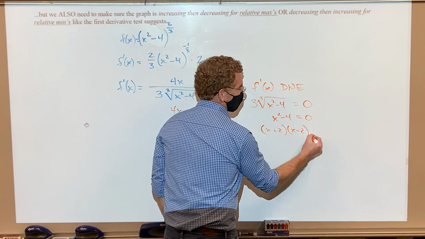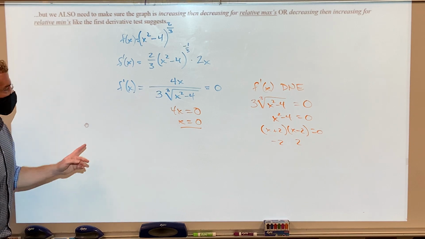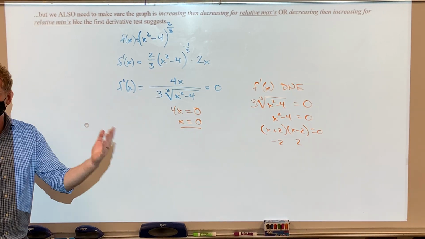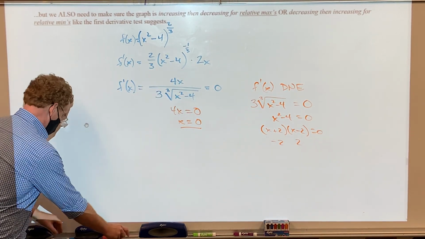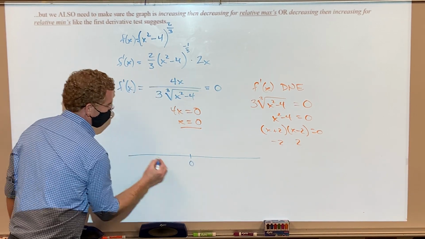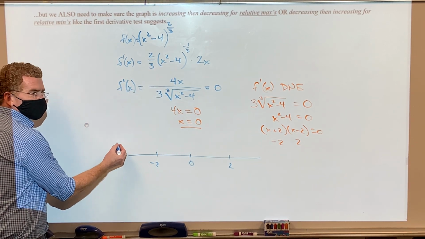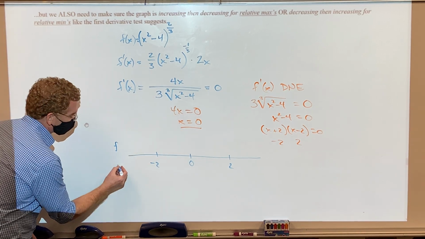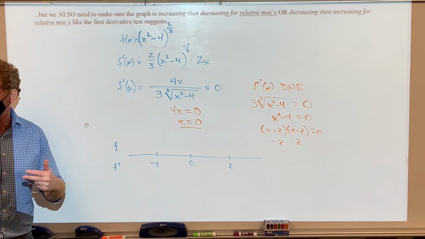Plus or minus 2. Do I have an interval to be concerned about? No. Do I have to worry about negatives under the radical? No, because it's a cube root. So I've got 3 critical numbers. I would mark these on my number line, and I'm going to put f on the top, because I'm going to sketch what the actual function looks like, and check f prime on the bottom, because that's what I'm going to learn about the derivative's behavior there.